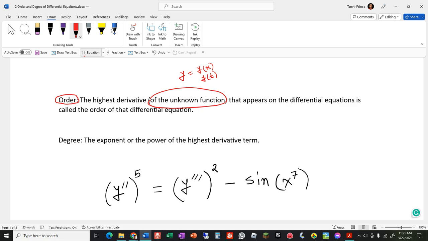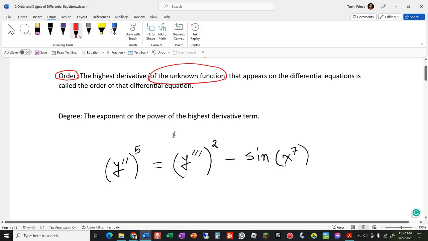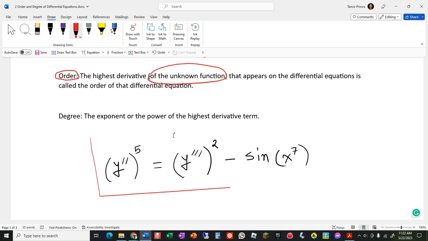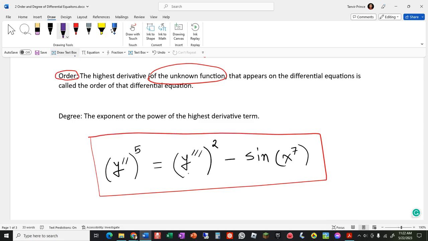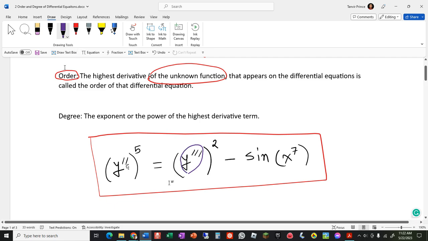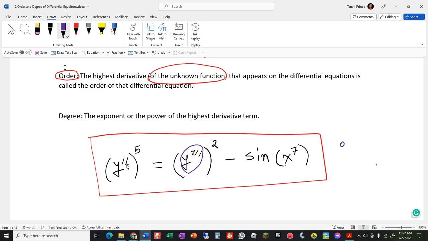And the degree is the exponent of the highest derivative. That's the degree. It will be clear if we look at this example. What is the highest derivative that we see? It is y triple prime, right? I see y double prime and y triple prime. But y triple prime, or the third derivative, is the highest derivative. So in this example, the order of this differential equation is 3 because the highest derivative is the third derivative.